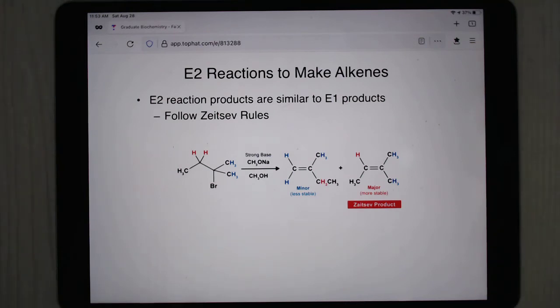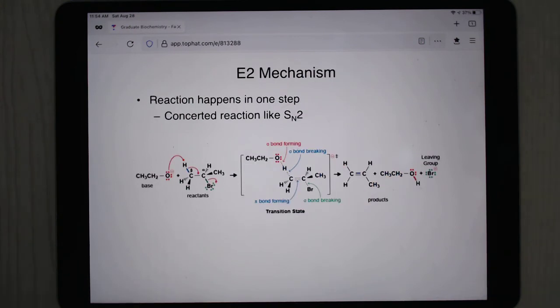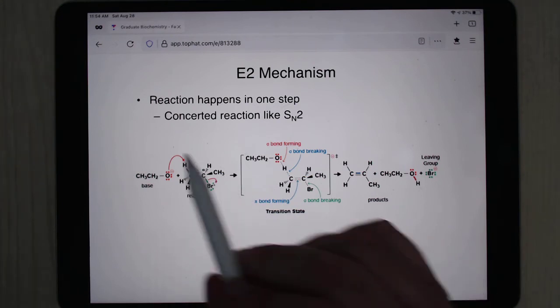Now for E2 reactions, this is what's analogous to an SN2, and they're going to follow the Zaitsev rules. But the nice thing is you're not going to have to worry about rearrangement, because just like for an SN2, it's concerted. You're not going to have that carbocation intermediate that can rearrange. In this case, everything happens in one step.